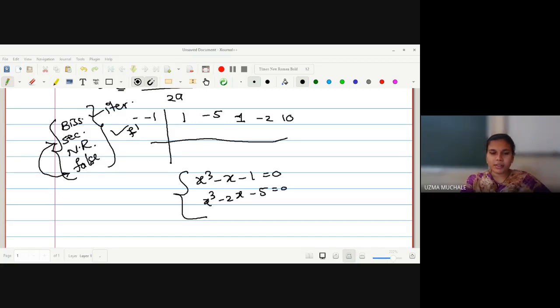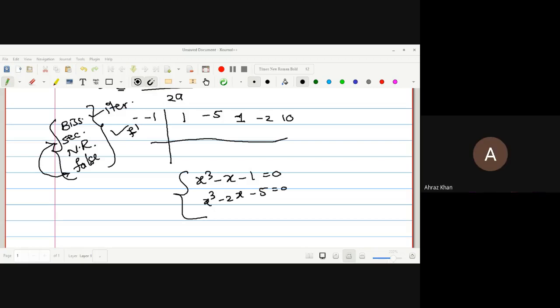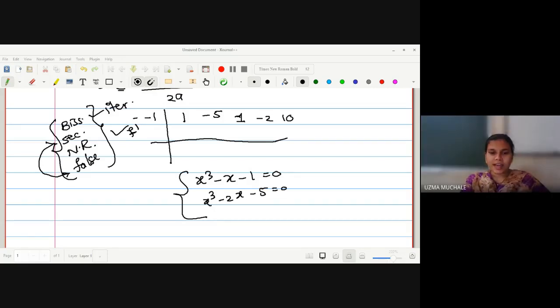Yes, can anyone tell me what the roots are? Am I audible? Yes, ma'am. And then what are the roots? I'm not able to find them. Right. So that's why we have these methods. Sometimes we are not able to find the roots of an equation by the usual methods. So that's why we have the bisection, secant method, Newton-Raphson, and method of false position.